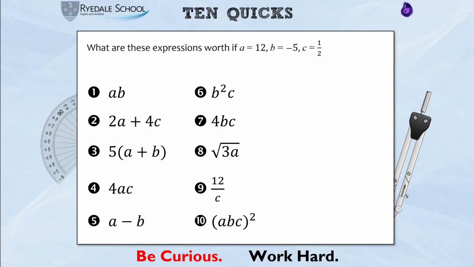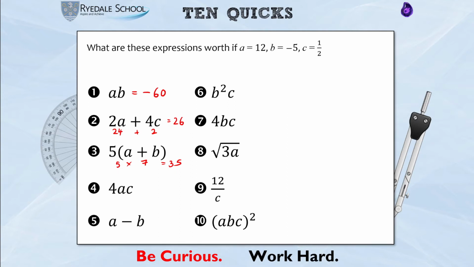So be honest with yourself when you're checking these, because I think I will have caught some people out. So AB means A times B, 12 times -5, that is -60. 2A's plus 4C's, well 2A's is 24, and 4C's, 4 halves is 2, so that one would be 26. Number 3, it's 5 bracket A plus B. Do the bracket first. 12 plus -5 is 7. So this is 5 times 7, and that's 35.